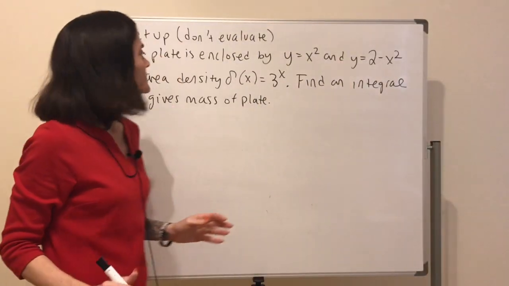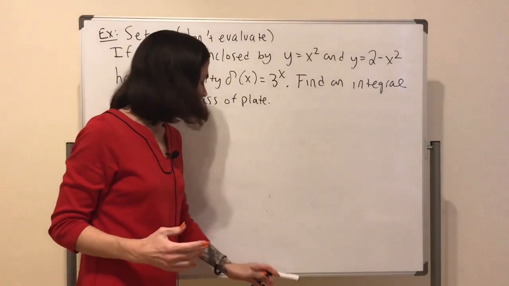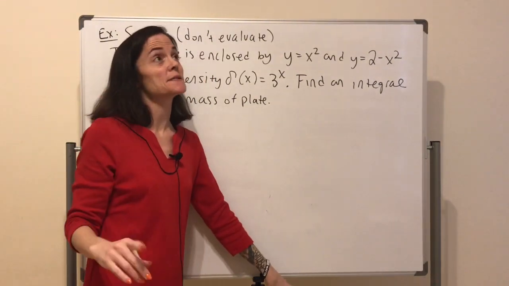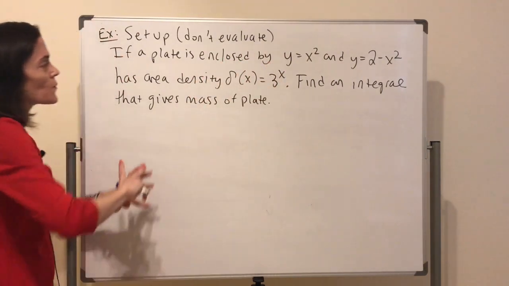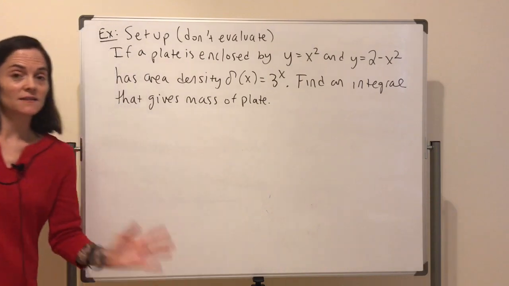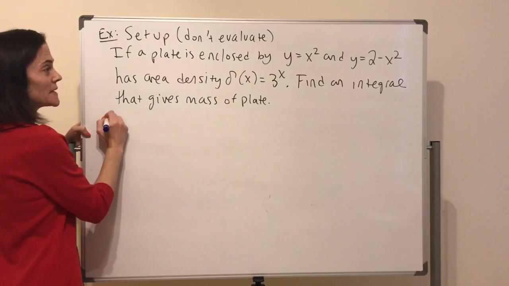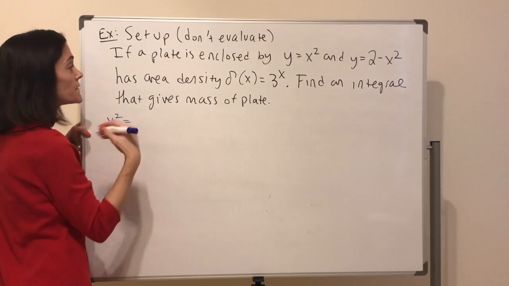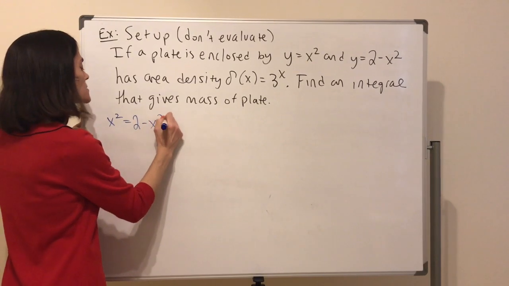Wonderful. Well, you see, this very much takes us back to the days of area between two curves, because that's what we need to do first. We have two curves. We want the region enclosed by them, and we think about a plate occupying that region. So the first thing we need to do is set these equal to each other to figure out where they intersect. So we have x squared is 2 minus x squared.